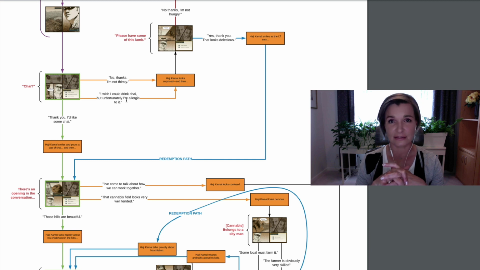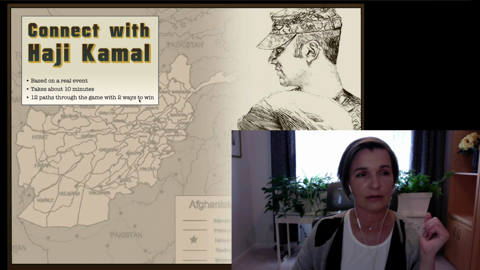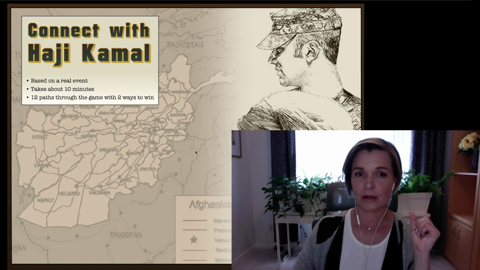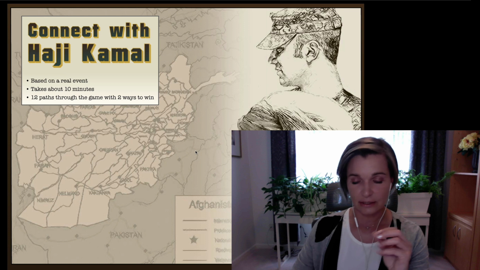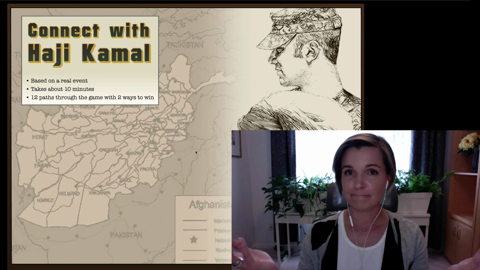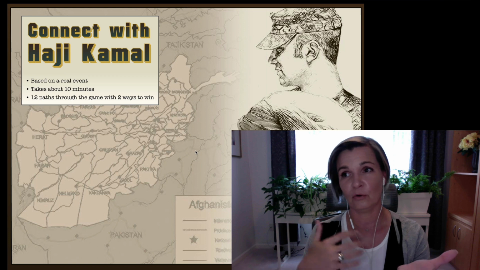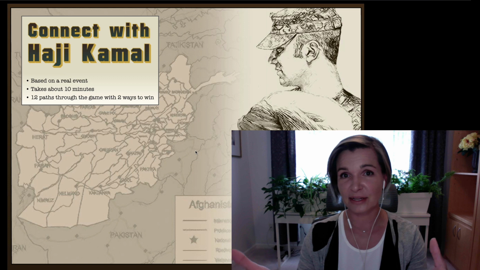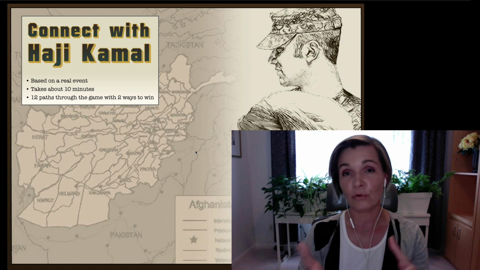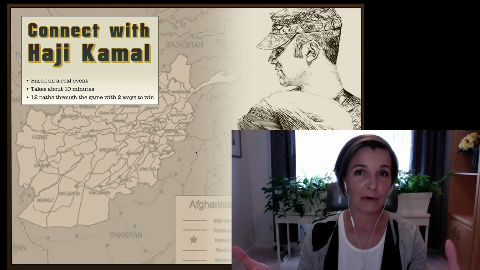would be actually fantastic. And that's one of the things that also happens in Connect with Haji Kamal, because as we saw at the very beginning, there are 12 paths through the game with 2 ways to win, which means that there are 10 ways to fail. And because there are 10 ways to fail, most people end on the not so great or poor endings, which is actually intentional in the design of this interactive experience. Because they're dissatisfied with their outcome, they'll play again.